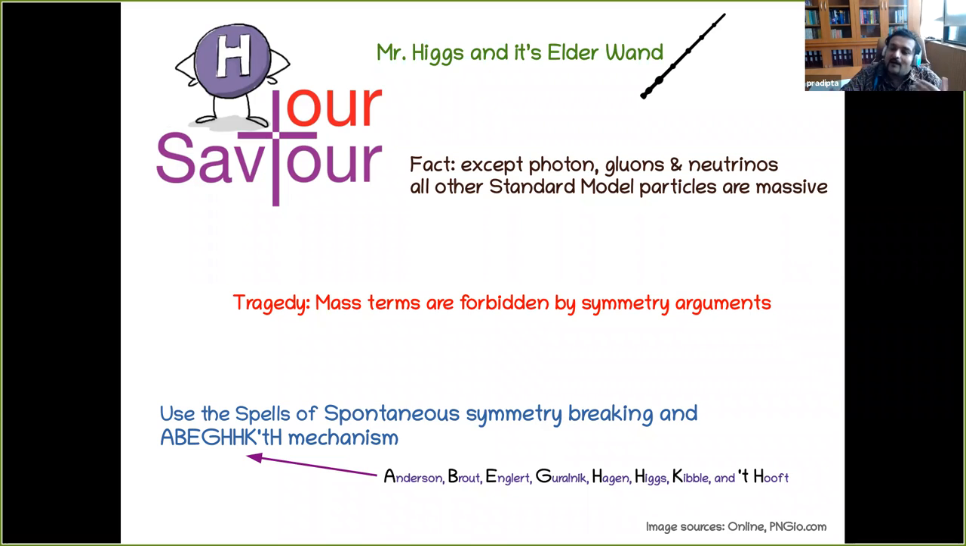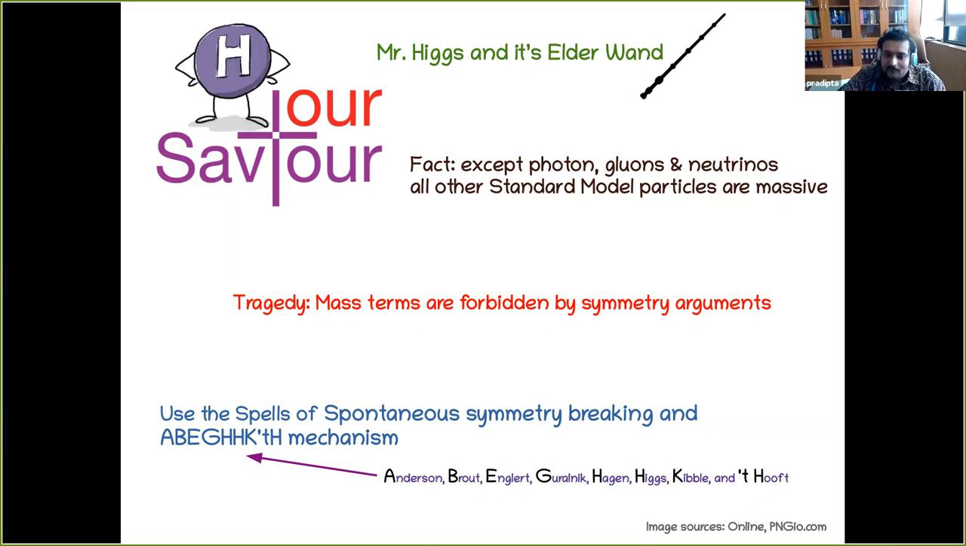Now, this is a clear contradiction of the symmetry principles of the standard model. So theory is suggesting massless particles, whereas experiment is giving us that everything is massive except a few entities. So how to make a connection between these two facts? Both are correct. So how to digest these apparently contradicting facts? For that, we need to use two principles. First is the theory of spontaneous symmetry breaking, followed by the Higgs mechanism.